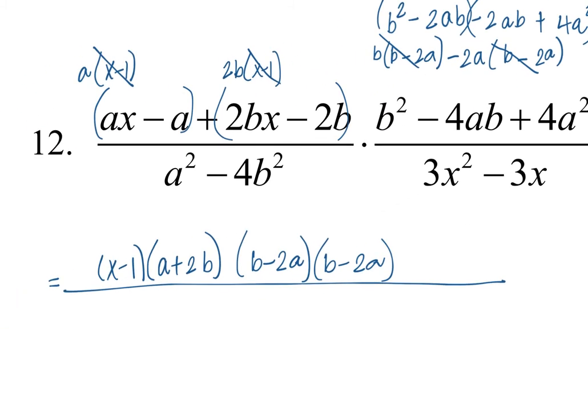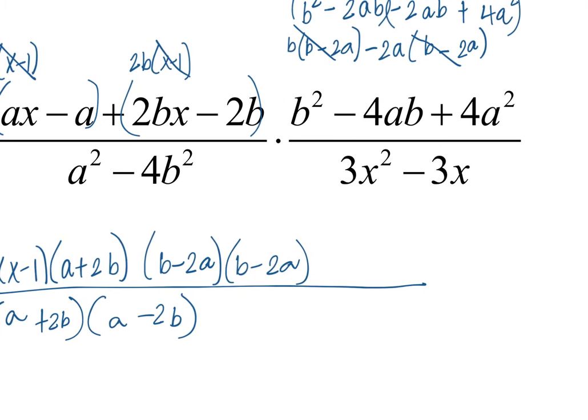Now on the bottom, a squared minus 4b squared, there's not a GCF, but that is a difference of squares. The square root of a squared is a. The square root of 4 is 2. The square root of b squared is b. And now 3x squared minus 3x, I can pull out a 3 and an x. And if you pull out a 3x, you would be left with x minus 1.